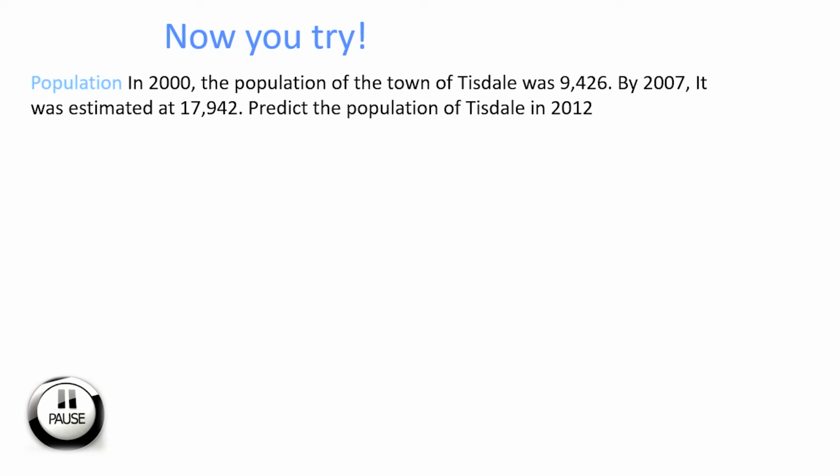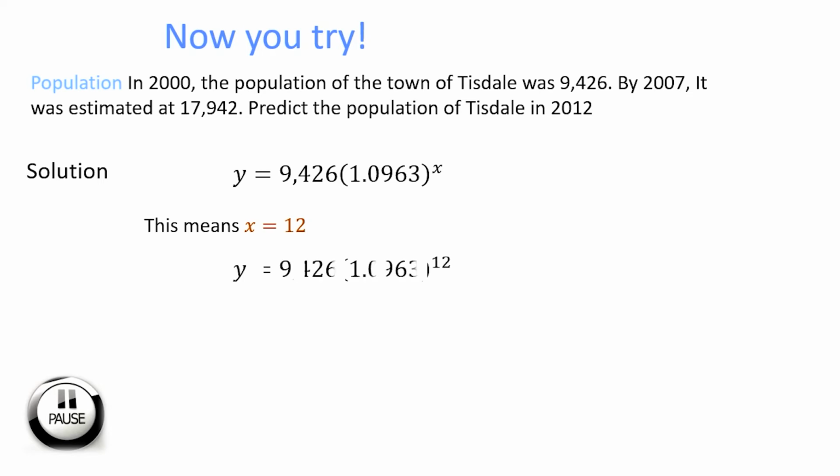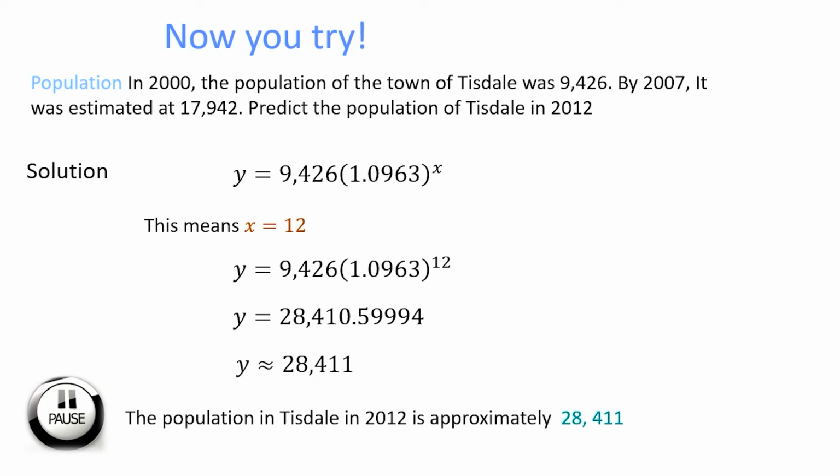And here are the answers. Here is the equation from the previous slide. We used 12 as it was 12 years. And we substitute. Since we're talking about population, so human beings, we need to round it to get a whole number. So therefore our answer is 28,411. How did you do?